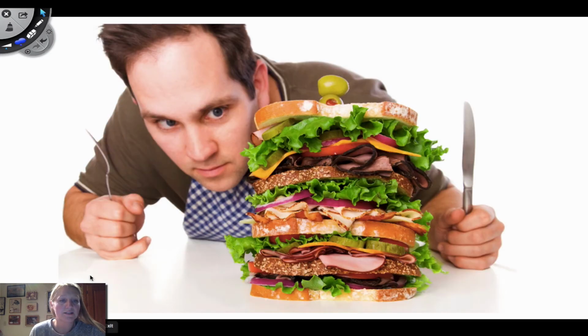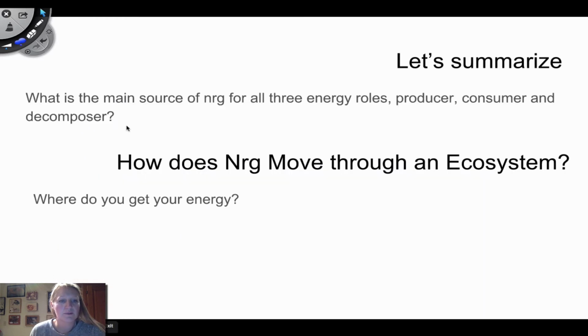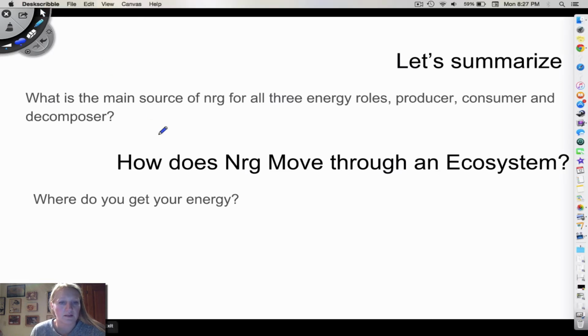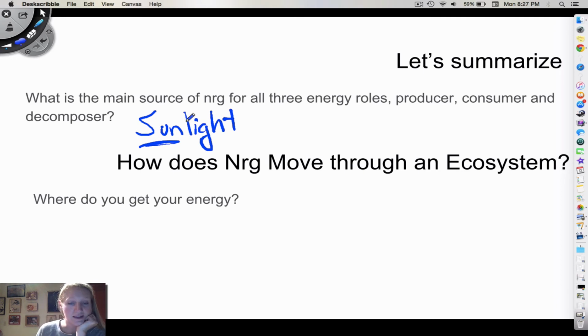Okay. So let's summarize real quick. What is the main source of energy for all three energy roles of the producer, consumer, and decomposer? And the answer is the sun. I should have said just the sun, but that's really where all the energy is coming from. And the producers are the ones harnessing that sunlight energy and turning it into energy that we can use.